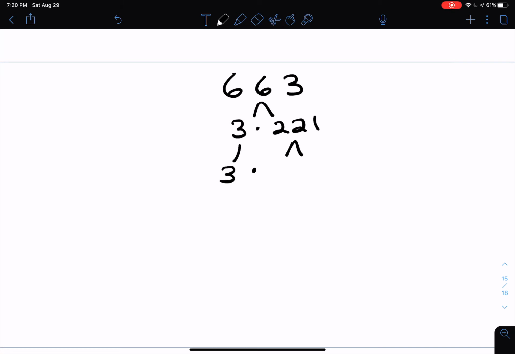I'm going to use my calculator here. 221 divided by 12. No, that's like 18.416 repeating. 221 divided by 13. Oh, 13 and 17. There you go. Those are both prime. So actually we stopped there. 3 times 13 times 17. So we got all prime numbers.